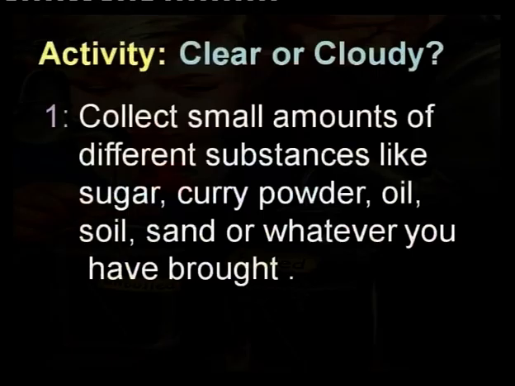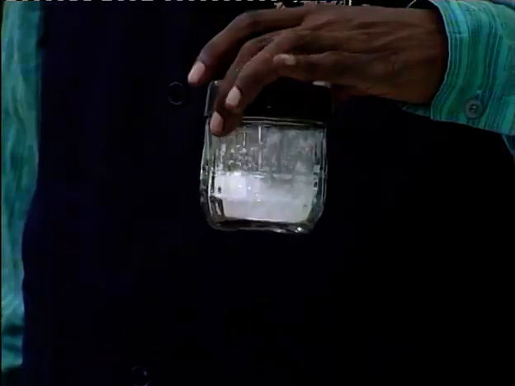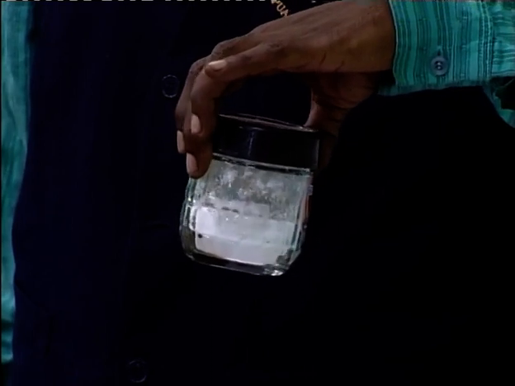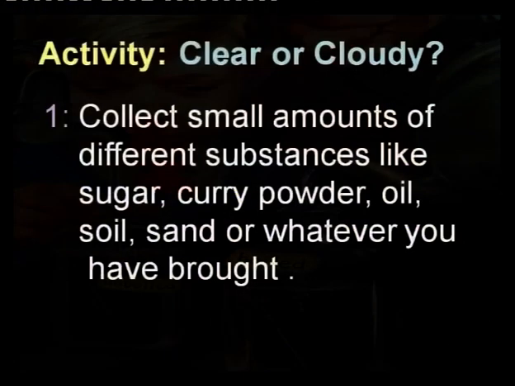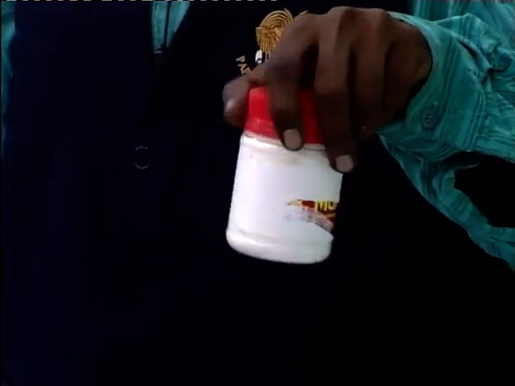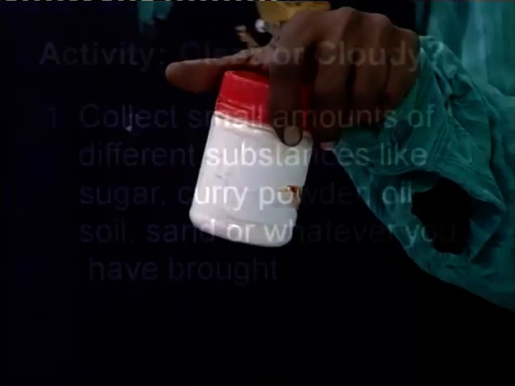Today, you are going to be collecting small amounts of different substances like sugar. We've got sugar here in a container. The class have brought sugar. We also have salt, a bit of salt there, flour. We've got flour in this container. Okay, so there's flour in there.